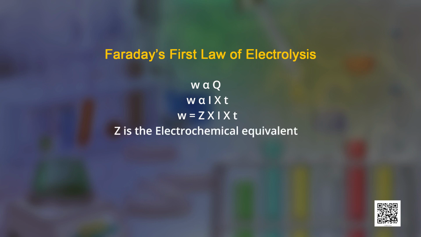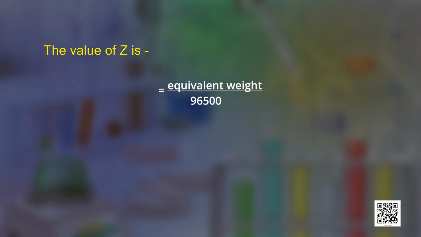where Z is the proportionality constant and is known as the electrochemical equivalent. It can be defined as the mass of the substance deposited by passing 1 coulomb of charge, or by passing 1 ampere of current for 1 second through the electrolyte. Its value is equal to the equivalent weight divided by 96500 and it is denoted as E.